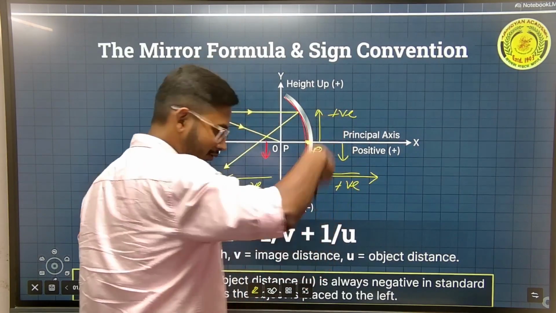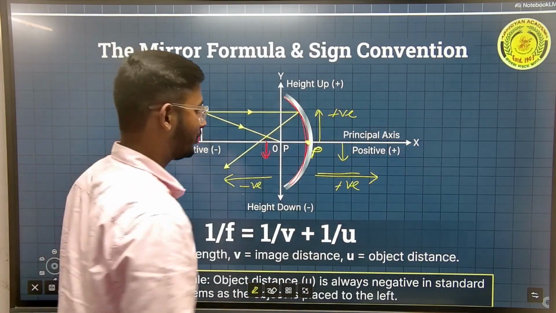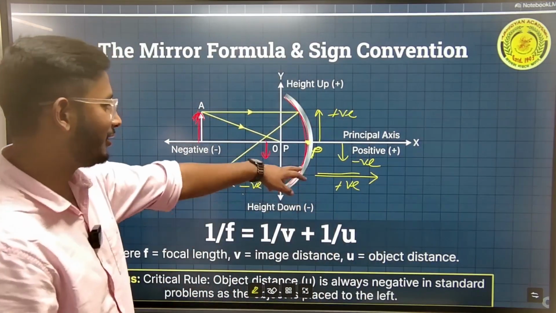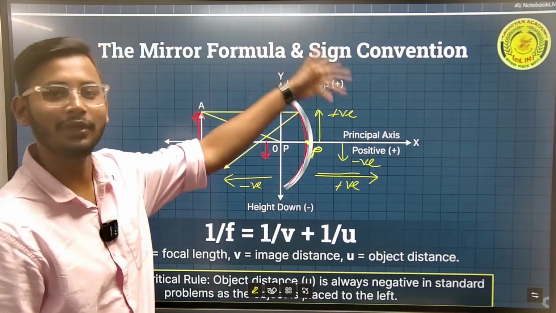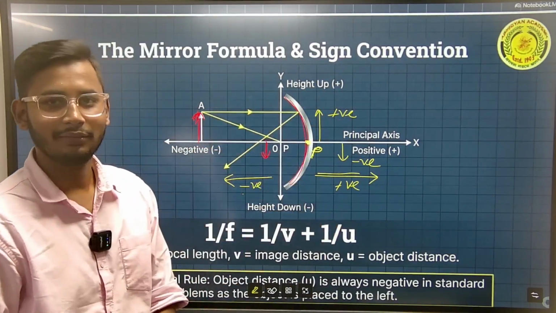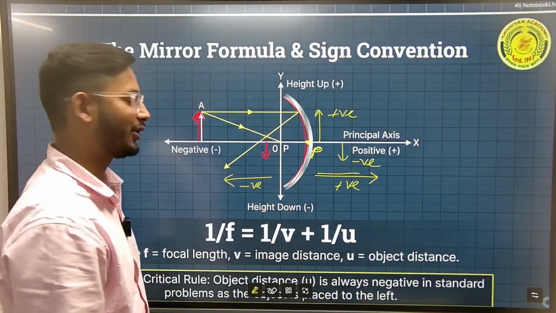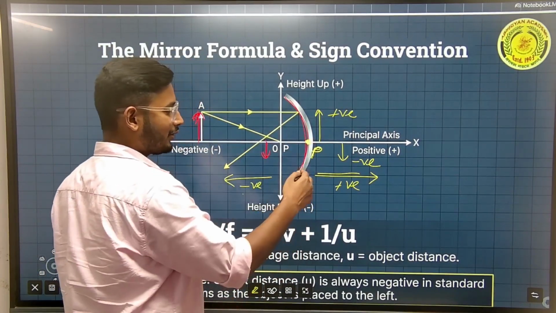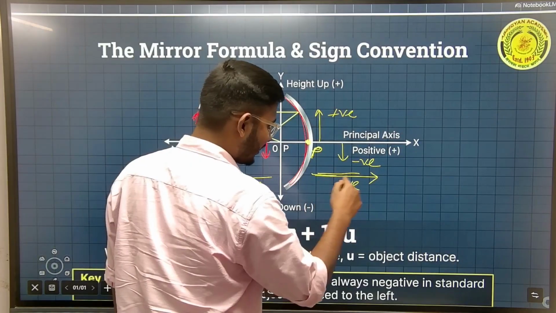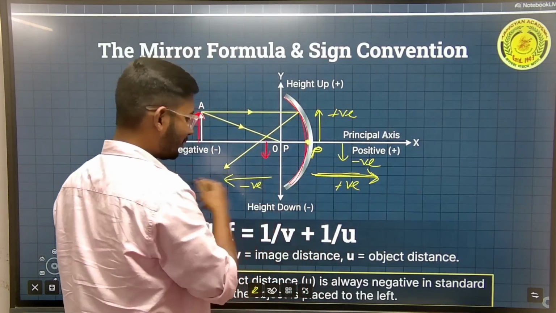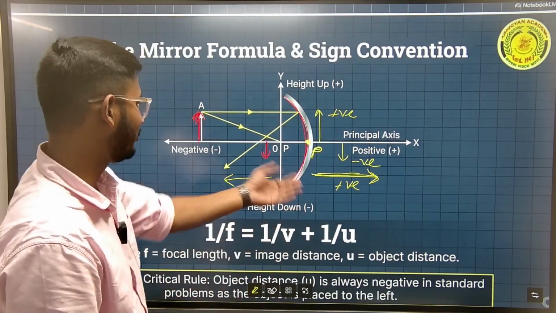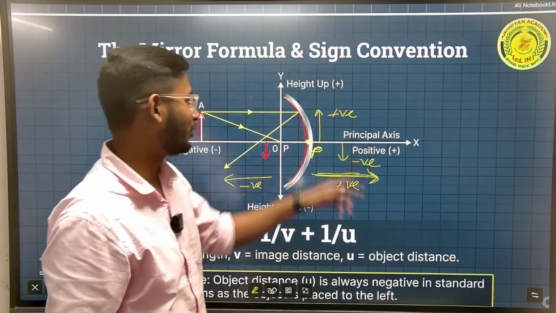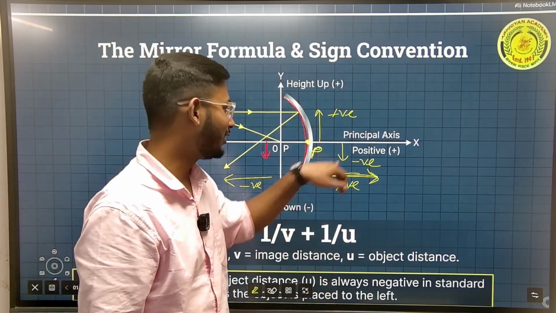and the distances calculated downwards to the pole are always negative. Remember this. This is called Cartesian sign convention. While doing the numericals, we need this sign convention. I am saying again, the distances are always calculated from the pole. The distance calculated to the right side of the pole is always positive. Towards the left side from the pole is always negative. Towards upside it's positive. Towards downside it's negative.